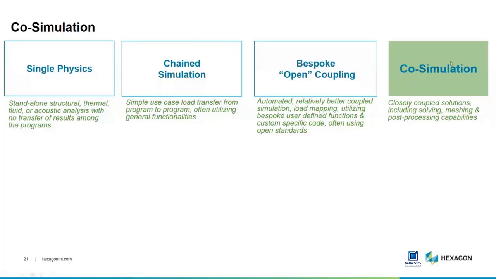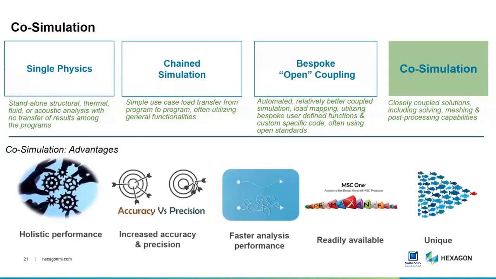Co-simulation is closely coupled simulation, where you can couple a product like MSC Adams with Marc, or Marc with a CFD product like Cradle, which lets the two applications talk to each other and update the response. So it's a true multiphysics. This allows you to capture the holistic performance of a product. There's increased accuracy and precision, because you can capture the details of the particular component that you're interested in.